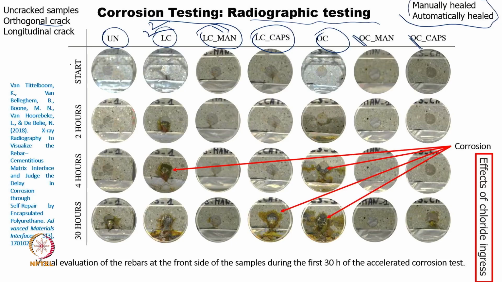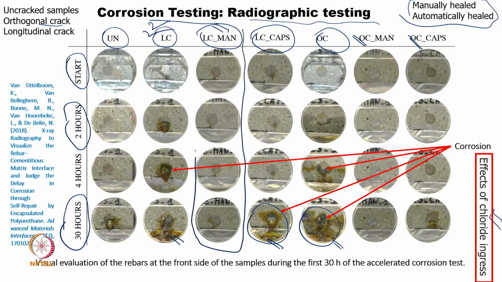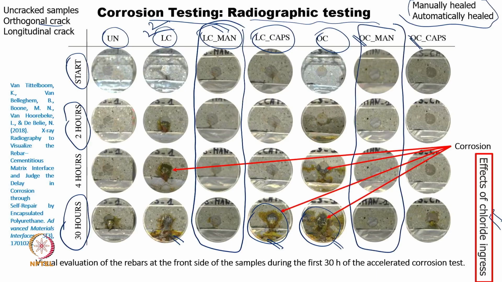Now, in all the cases, when the starting position has been given, after 2 hours, after 30 hours exposure has been given, what we are able to observe is that chloride ingress happens in each case, and we are able to see more corrosion or lesser corrosion in this case also. So, orthogonal without healing, with manual healing, and with automated healing has been shown, and then the longitudinal we are able to see. So, everywhere we find that whenever the crack has been healed with a manual process it has shown better results, while in the case of orthogonal also substantially better results have been obtained.